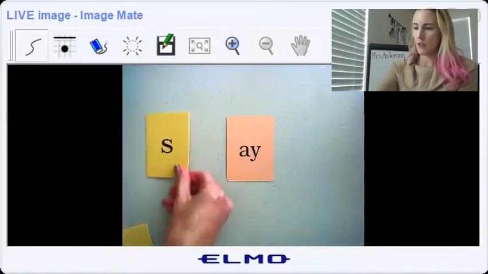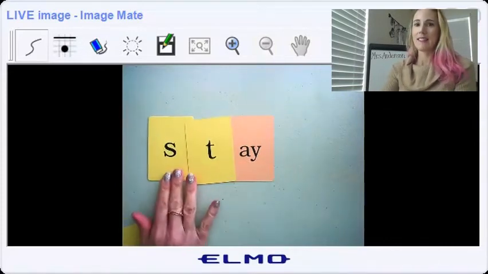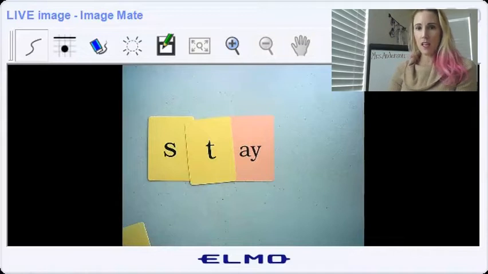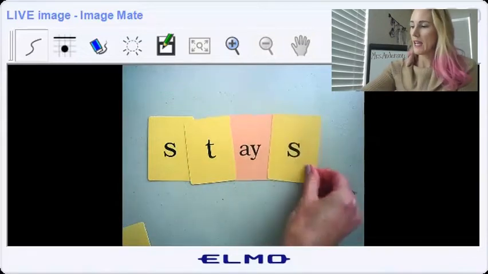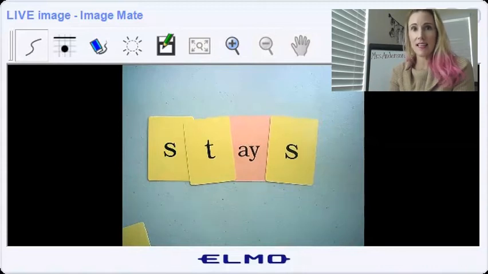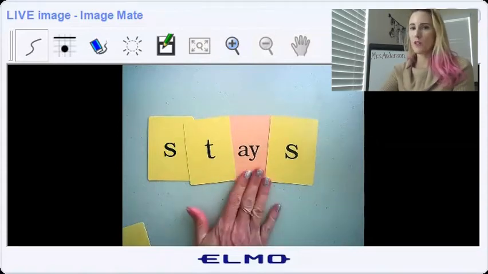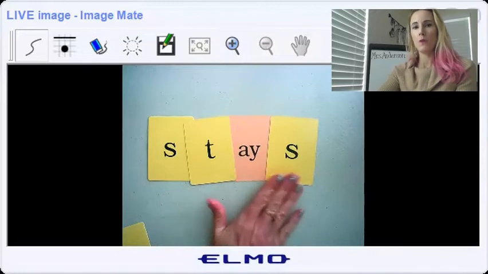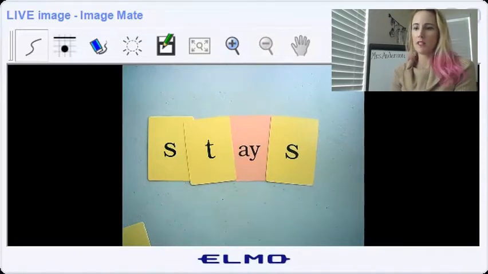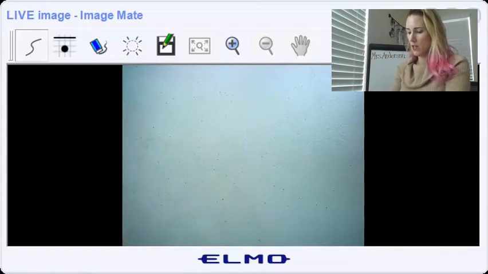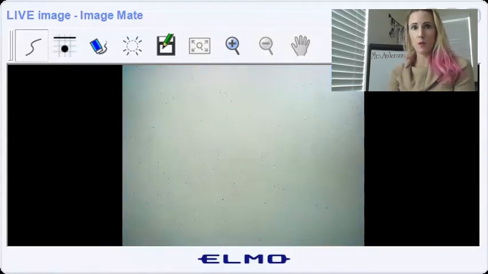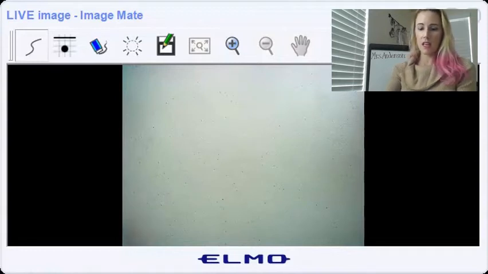So I might have this word, stay, but I can change the verb tense and I can have stays. And again, the AY is no longer the last sound in the word, but that's just because I've changed my verb tense from stay to stays, depending on who the subject of my sentence is. So those are examples of how you would write some of the words that will be in our story that have the AY vowel team.